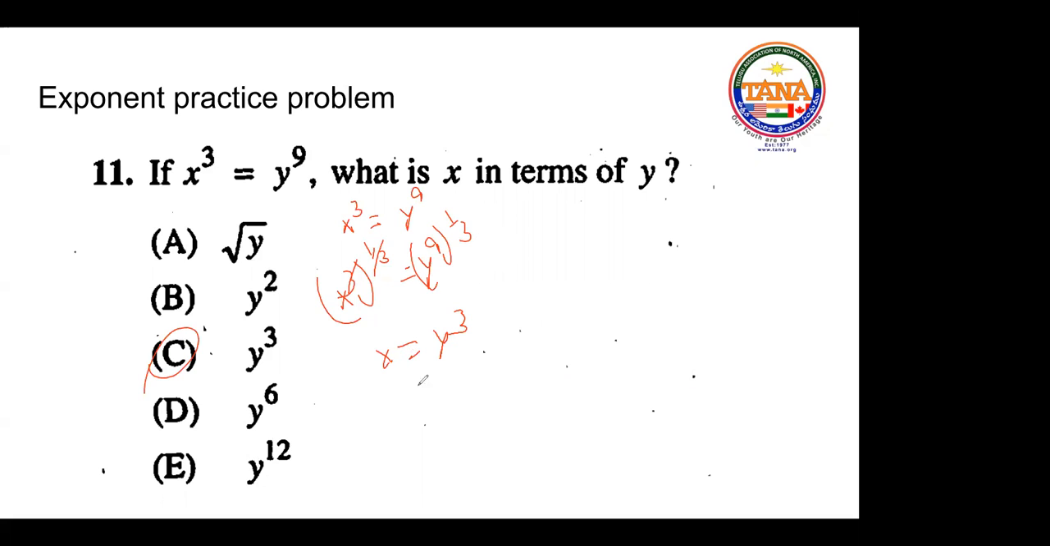Another way of doing this, instead of doing 1/3, is to take the cube root of x to the third equals the cube root of y to the 9th. And it's the same thing. A cube root is 1/3. When you raise anything to 1/3, that's a cube root. It's just a different way of writing it. I guess it could be easier for some people. The 3's cancel out, and the 9 divided by 3 is just 3. So you have x equals y to the third.